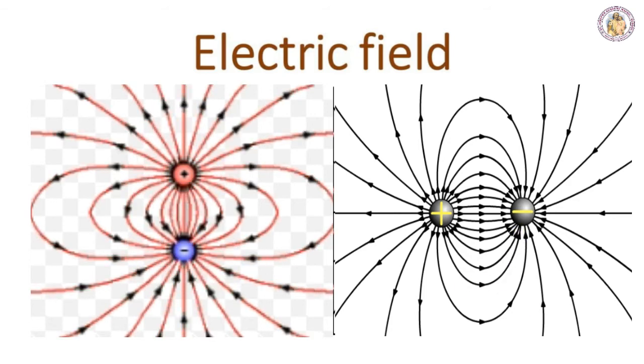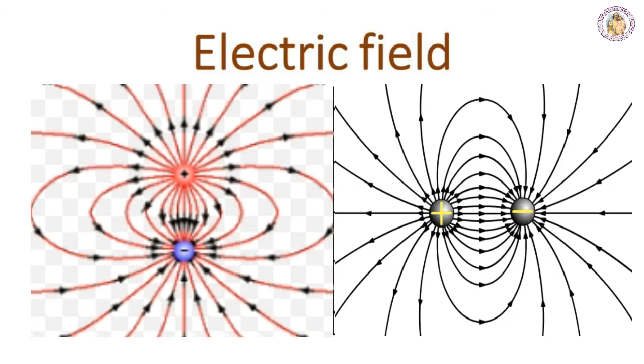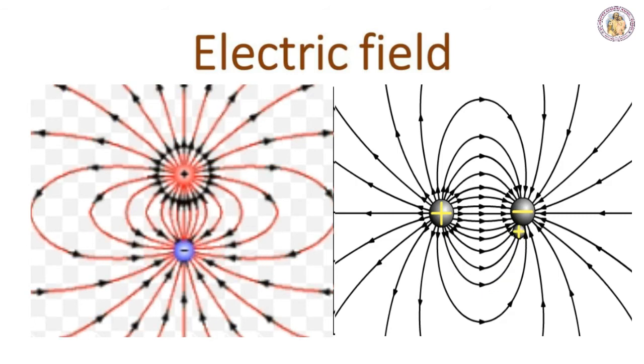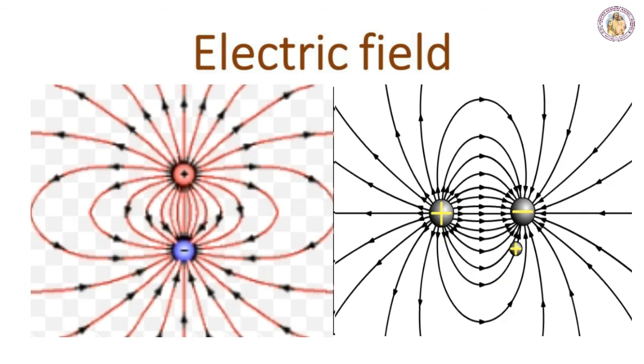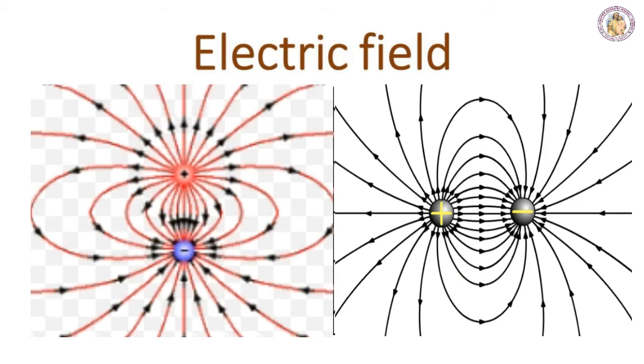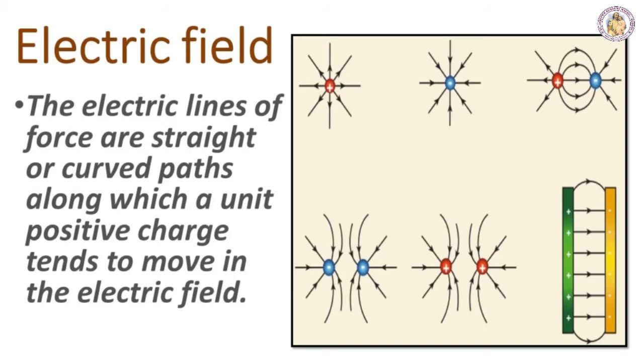The direction of the electric field is the direction of the force that would act on a small positive charge. Therefore, the lines representing the electric field are called electric lines of force. In image 1, we can see that for an isolated positive charge, the electric lines of force are radially outwards, because of the positive charge.